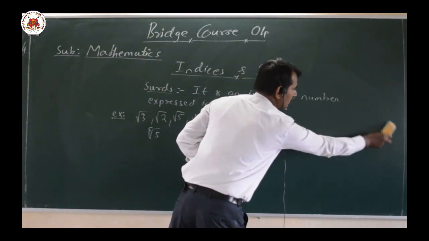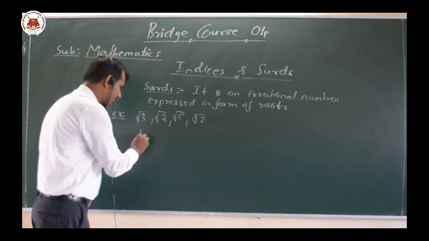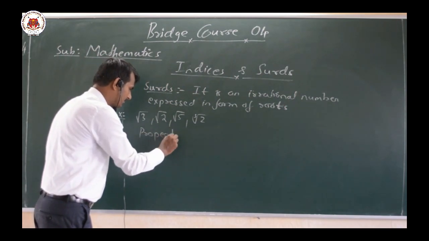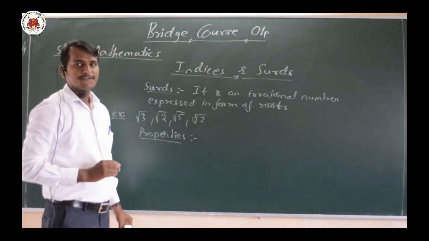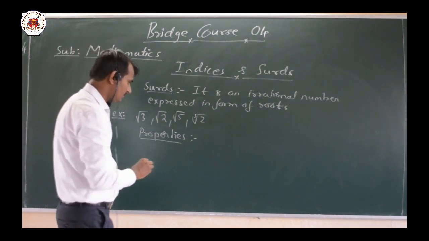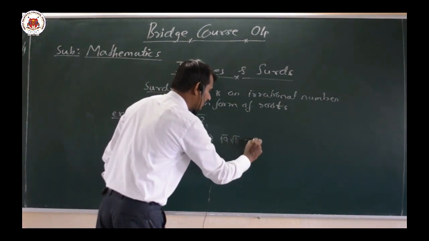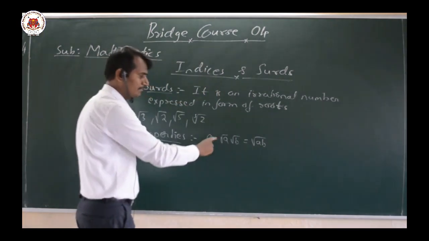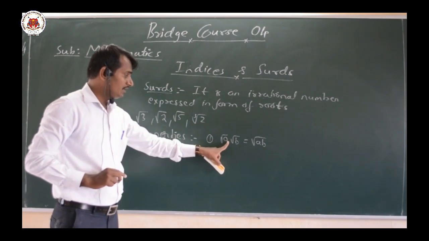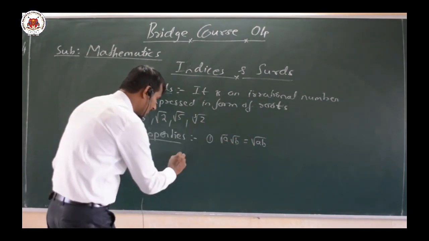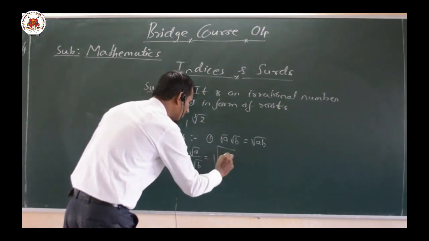Now let us move on to the properties of surds. What properties can we express for surds? The first one: root A into root B is root AB. Here we need to identify whether the powers are the same or not. The second one: root A divided by root B is equal to the whole root of A by B.